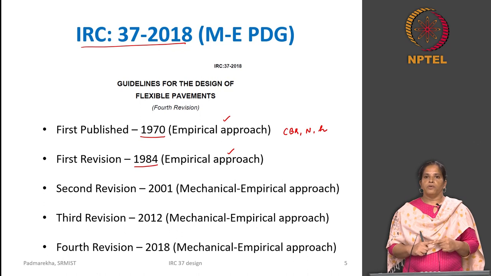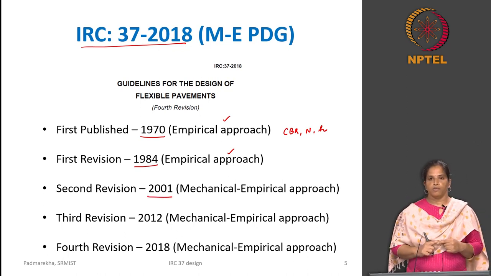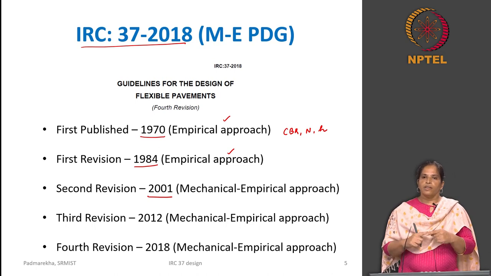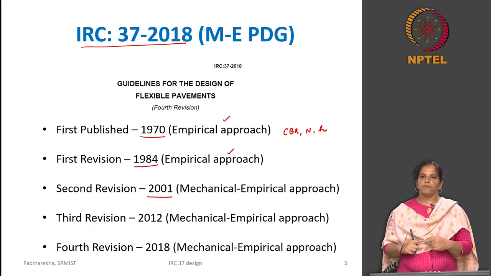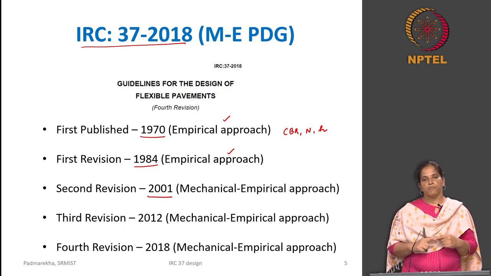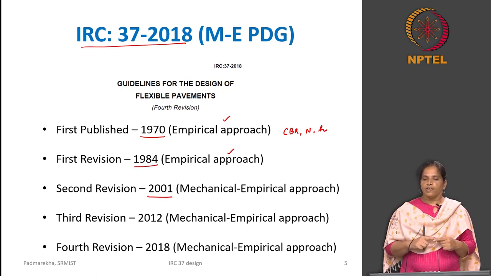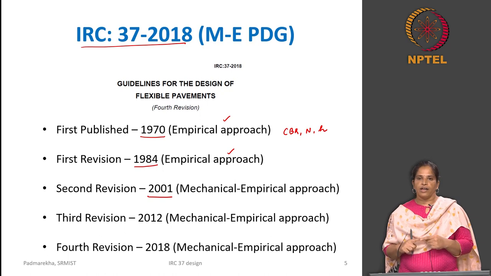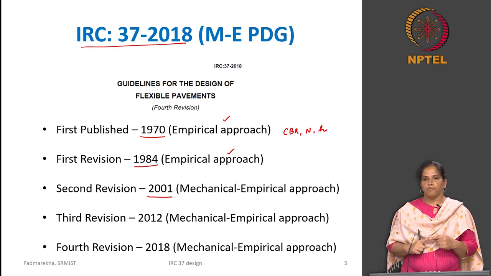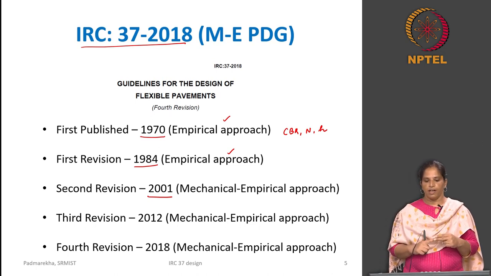The mechanistic approach was first introduced in the second revision made in 2001. The layers of a bituminous pavement are assumed as linear elastic, and the stress and strain at critical locations are computed using the FPAVE software, and these critical stresses and strains are related to distress in the pavement. The distresses initially considered were rutting in the subgrade layer and fatigue damage in the HMA layer.